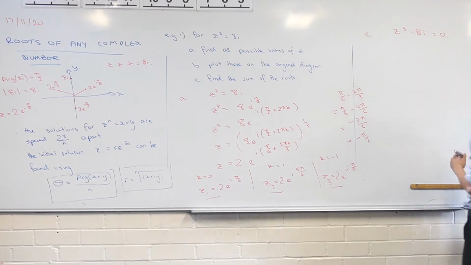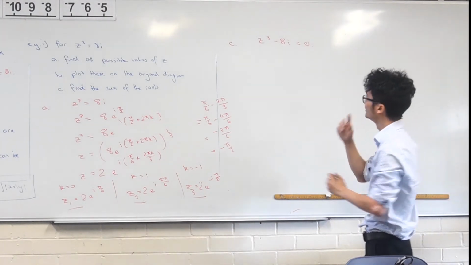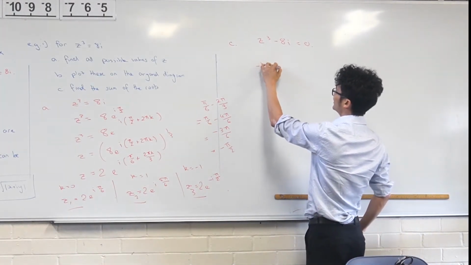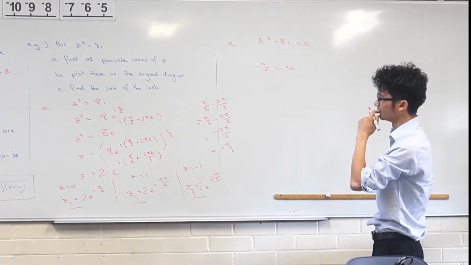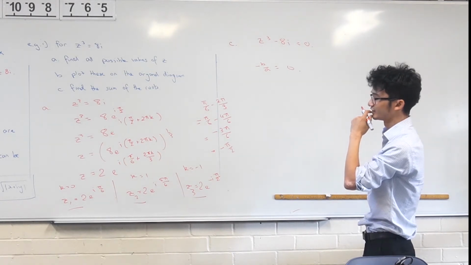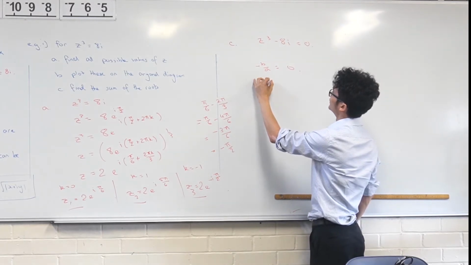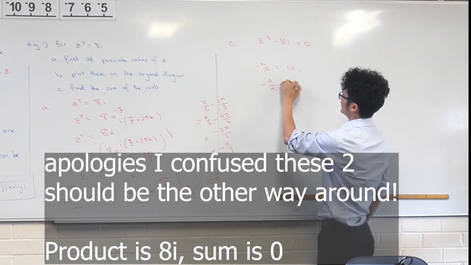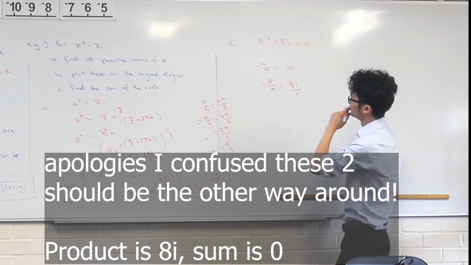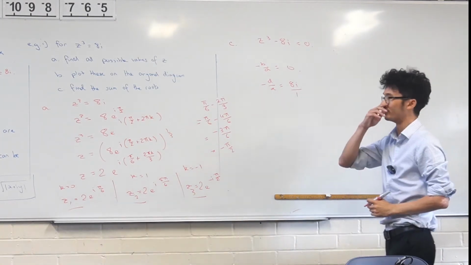So something like this, I suppose. And then what's minus B on A? That would be 0. Okay. So that would be the product of roots. And what's the sum of the roots? The last one, hey? So negative D on A is equal to 8i over 1. It's an interesting thought. Well, we can try and verify this.